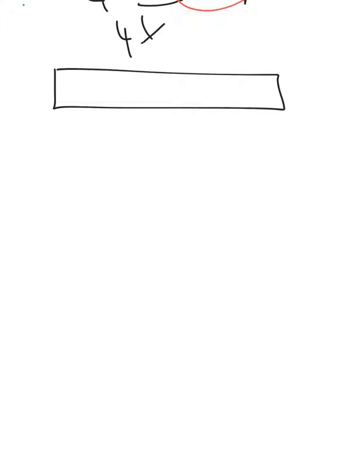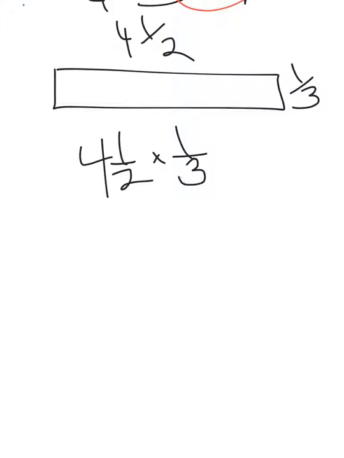You can also find the area of a rectangle if your length and width are given in a mixed number. What if I tell you the length of a rectangle is 4 1/2 units long and the width of the rectangle is 1/3 units long? You would have to do 4 1/2 times 1/3, which, remember, when you have a mixed number times a fraction, you have to make your mixed number a fraction, so you would make an improper fraction. 4 times 2 is 8, plus 1 is 9. Your improper fraction is going to look like this, 9/2 times 1/3.